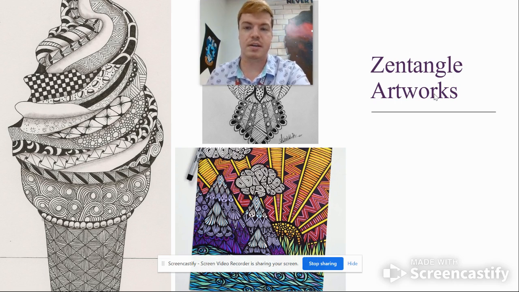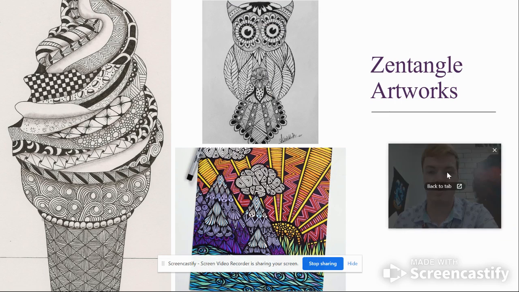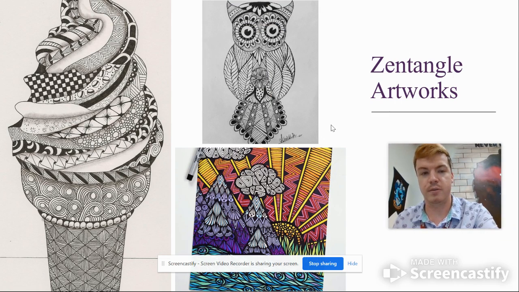Now, this is something that we'll go towards later after we have had some practice with Zentangle. And so this is some Zentangles in which they actually put the pattern making into an actual artwork. They actually use the design and the technique in an artwork. So this is where you can look forward to for your first major project.